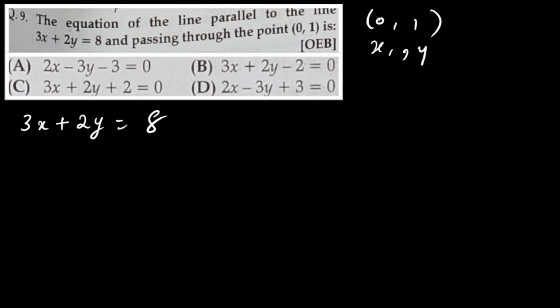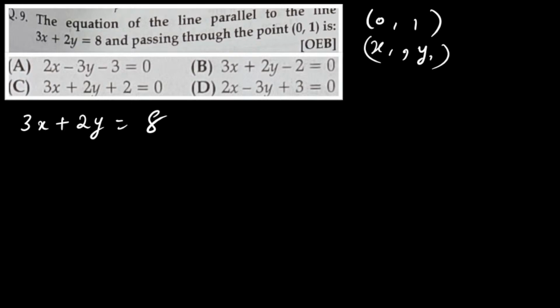The equation of the line parallel to the line and passing through the point. So the equation of the line we have to find is parallel to this line, 3x plus 2y is equals to 8. And also it is passing through this point, 0, 1. If it is passing through this point, that means we get to know the coordinates. This is x1, y1. If any point is given to us, we can assume that point as x1, y1.